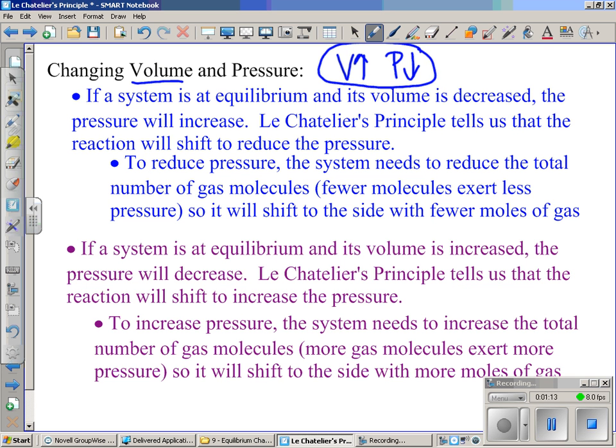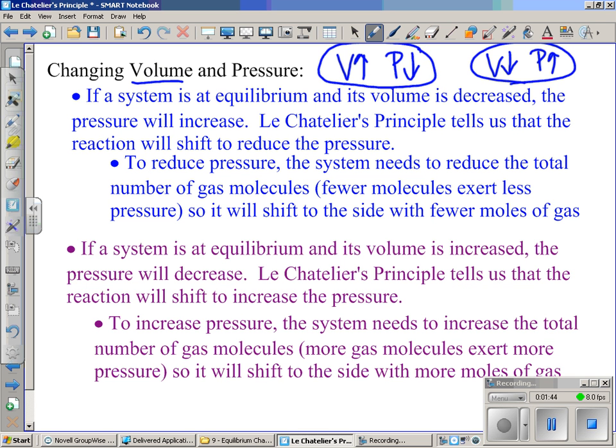On the reverse side of that, if I decrease the volume of the container, the pressure inside the container goes up. And the problem is it's increasing the pressure of the whole system, the balance that's there between the reactants and the products, and that screws up the equilibrium. So the system needs to reestablish that equilibrium. It's much like the concentration one. With the concentration one, if there was too much of something, the system shifts to bring it back down. If there's too little of something, the system shifts to bring it back up.